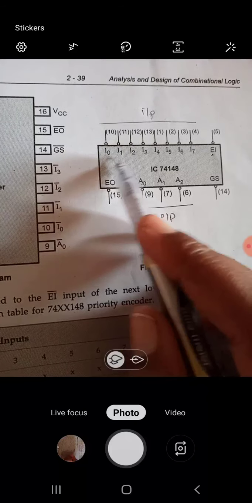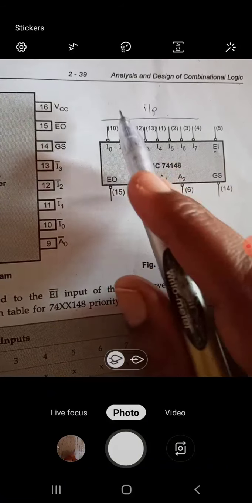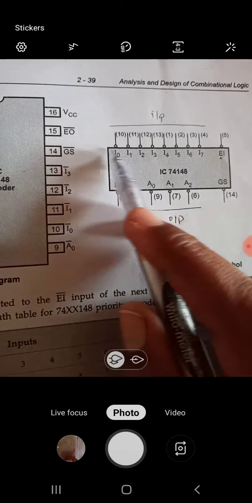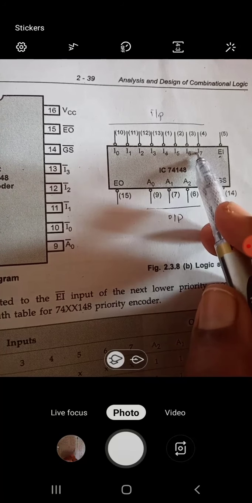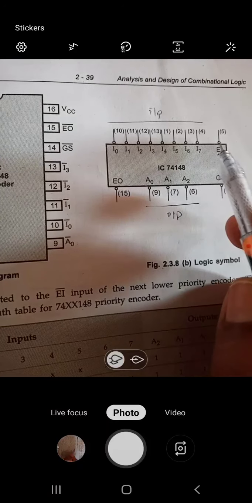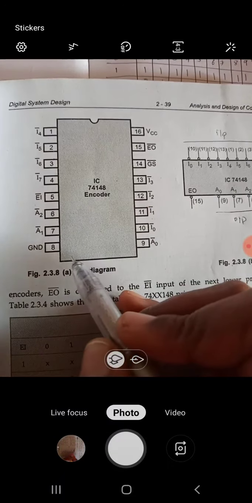Here I0 to I7. So you have 3 outputs, it means 2 raised to 3, that is 8 inputs, I0 to I7. These are the inputs which you have, and again you can see these are active low. So be very careful, this complete IC is an active low IC. In order to represent this, they have written it in this fashion.